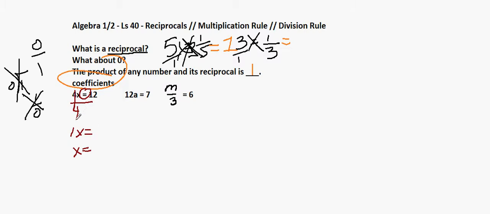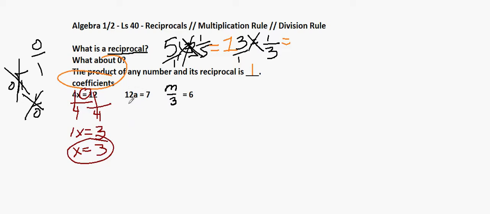Now, remember, just like in addition, when you multiply or divide either side of an equation, you must do unto one as you did the other. You can't just divide the left. You also divide the right. So what's 12 divided by 4? 1x equals 3, so x equals 3. Good? So we can solve by division.